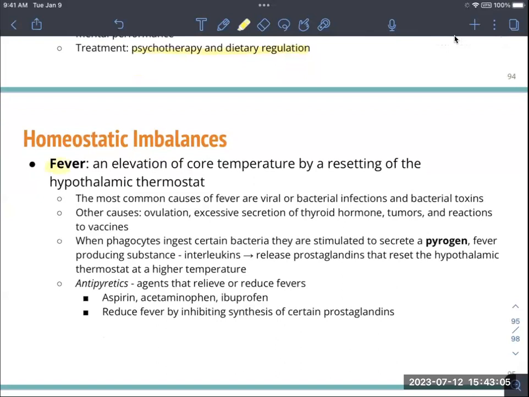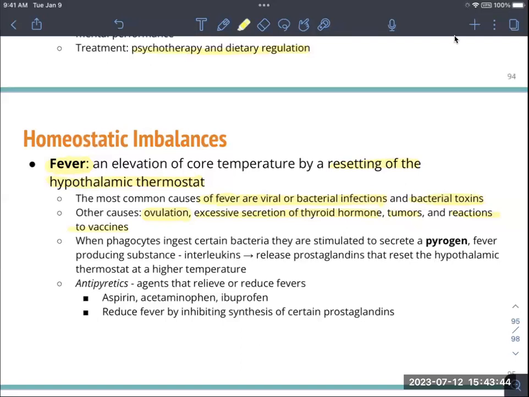A fever. We mentioned fever in the lymphatic system. A fever is technically a resetting of that hypothalamic thermostat. Viruses and bacterial infections or bacterial toxins tend to cause it. Ovulation. During ovulation, it can actually cause the body temperature to elevate. Too much thyroid hormone. Tumors. Sometimes people, when they get vaccines, having a fever can be a side effect.